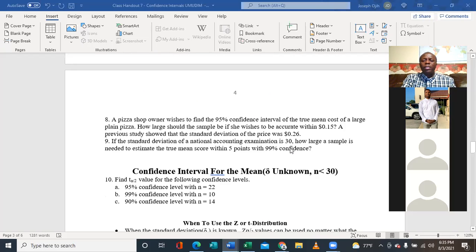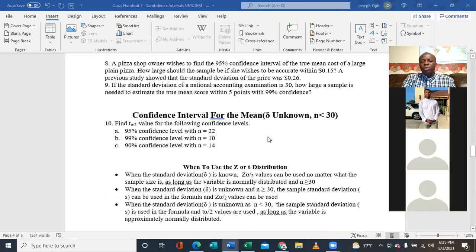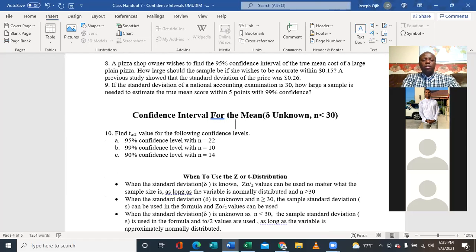So now let's look at the confidence interval for the mean where the sample size is small, which is less than 30, and we don't know the value of the population standard deviation. In that case, we use what is called the Student t distribution.